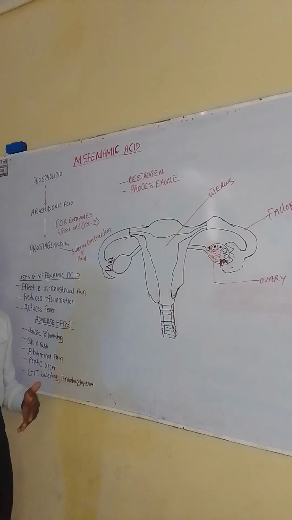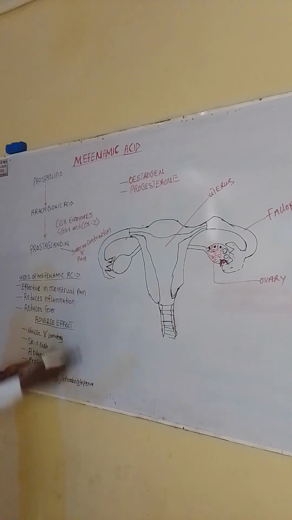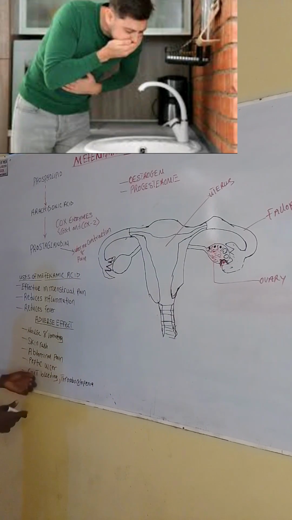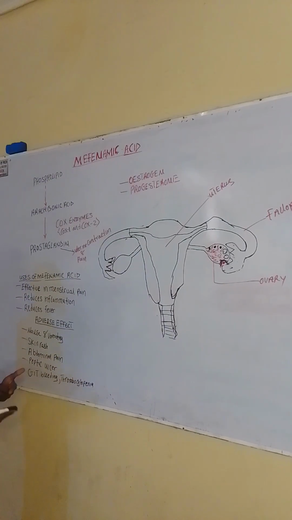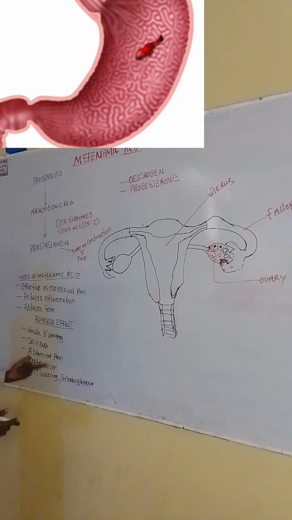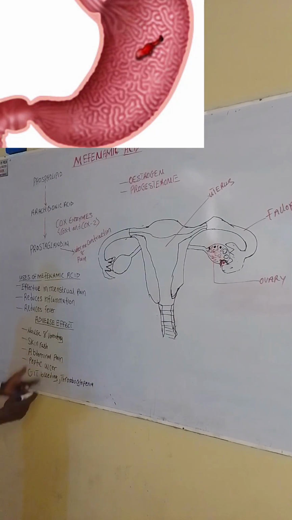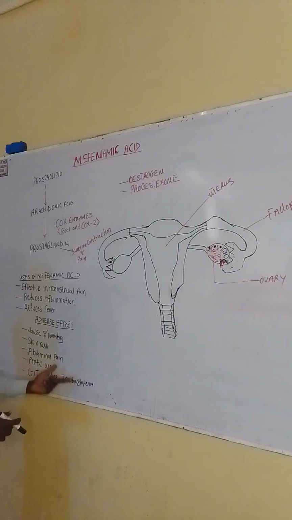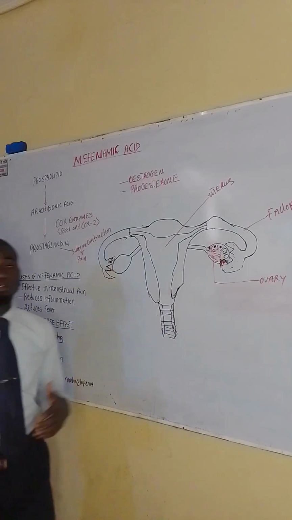And what are the adverse effects of mefenamic acid? Nausea and vomiting, skin rashes can also occur, and abdominal pain. It can also cause peptic ulcer and GIT bleeding, and also thrombocytopenia in the blood.